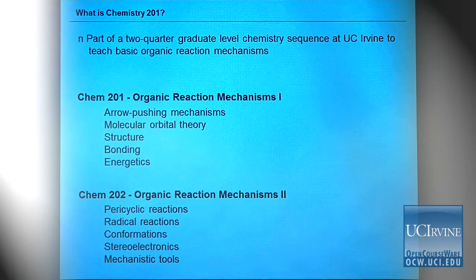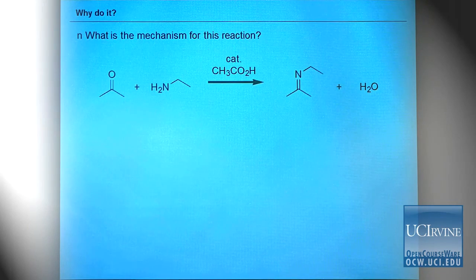We also teach a second quarter course that covers equally important concepts: pericyclic reactions, radical reactions, conformations, stereoelectronics, and mechanistic tools. So let's go ahead and get on with the business of arrow pushing and how we see that fitting into a broader picture of organic chemistry. And I want to start off with a basic question, and that is, what happens when you see a reaction like this, and you're asked to write a mechanism for that reaction?